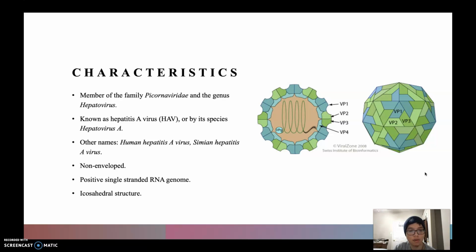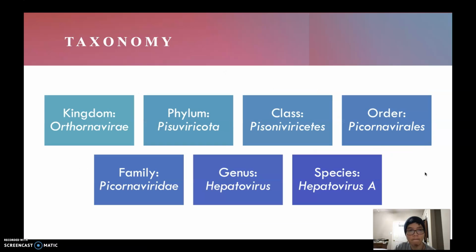It is non-enveloped. It does have a positive single-stranded RNA genome and an icosahedral structure. And the structure consists of 60 protomers, and each protomer has 3 polypeptides, VP1, VP2, and VP3. So here's the taxonomy.